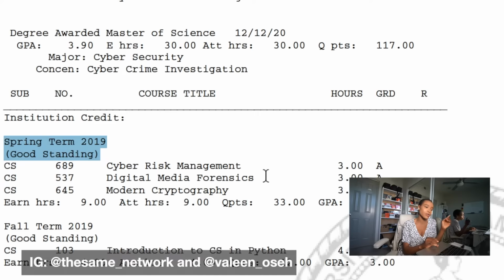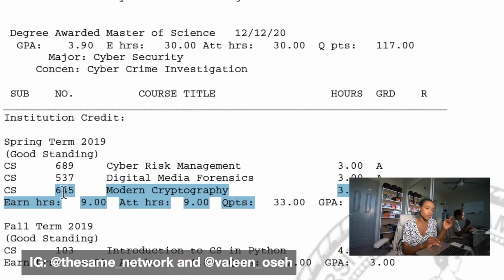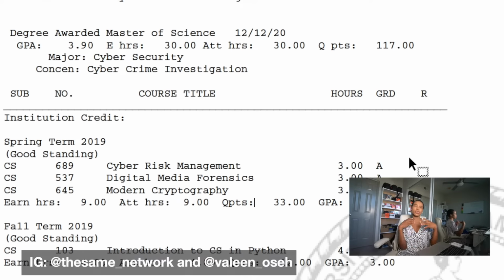So I took cyber risk management, and I took digital media forensics, and I took modern cryptography, as you can see here. So I'm going to tell you, for cyber risk management, it was an online course. It was pretty interesting. All of my courses were interesting and challenging, to be honest. But I had an A in this course. It was a 3 credit course, a 3-hour course.